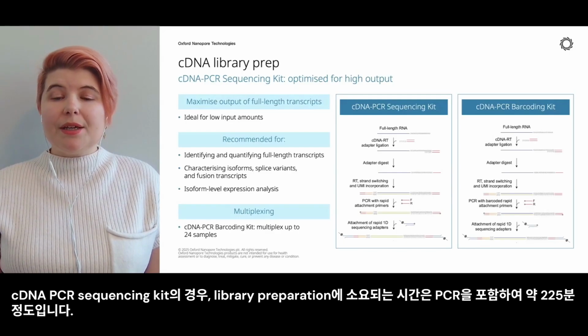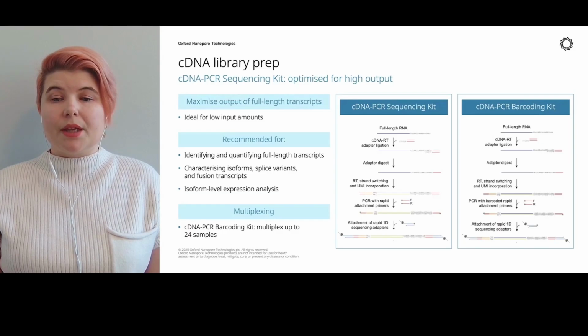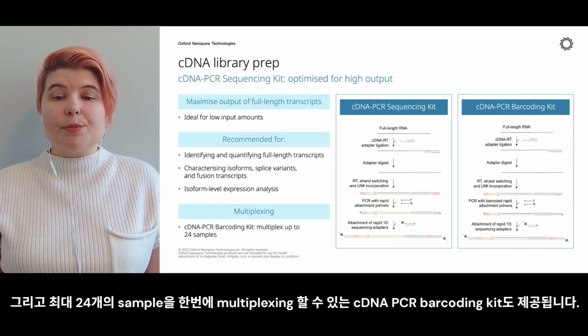This preparation can be completed in 225 minutes, along with the time for PCR. A barcoding kit is available that enables multiplexing up to 24 cDNA samples.